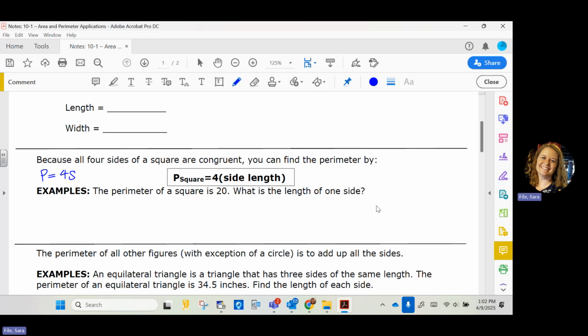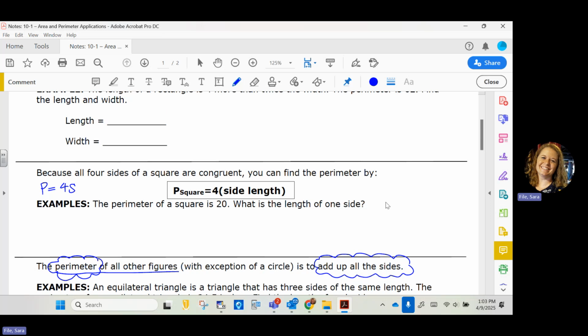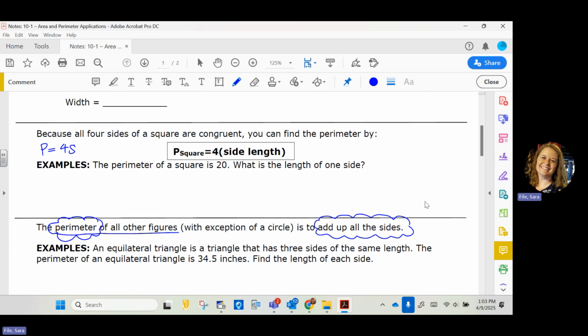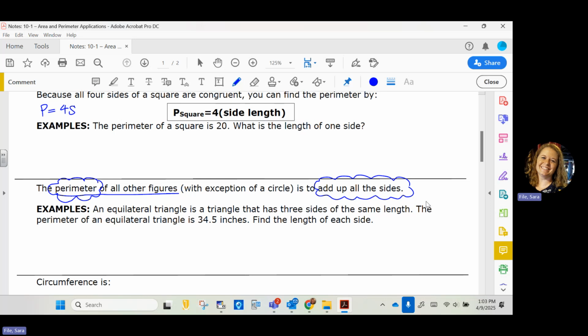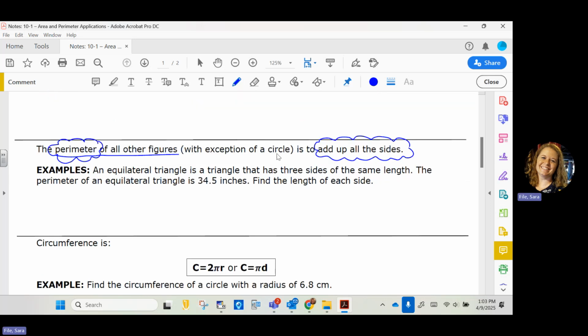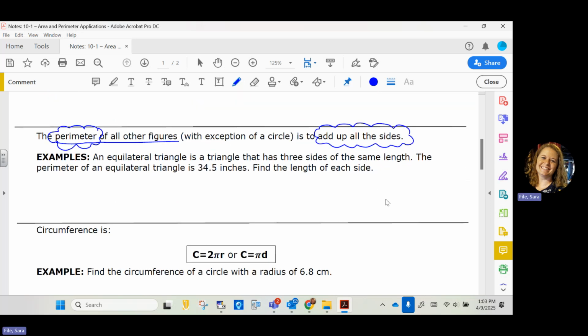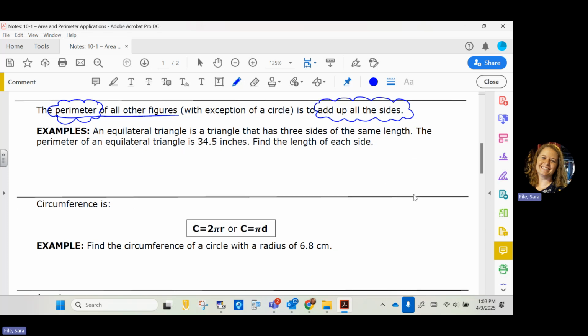For all other figures, with the exception of a circle, all you have to do is add up all the sides. That's what perimeter is. Perimeter means add up all the sides. You can do that in rectangles and squares as well, but they also have these formulas for square and rectangle. But you can always just add up all the sides to get your perimeter. Now it says with the exception of a circle, because a circle is not a polygon, it's round. There's a curve all the way around the edge. So it has a special term.